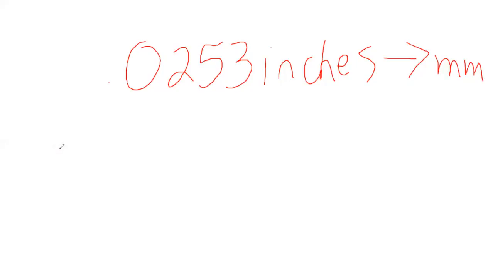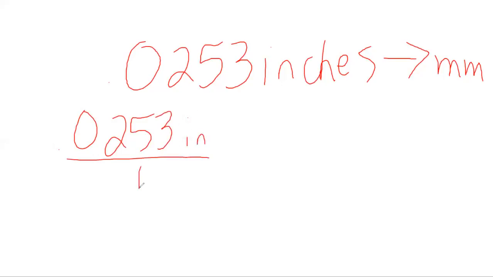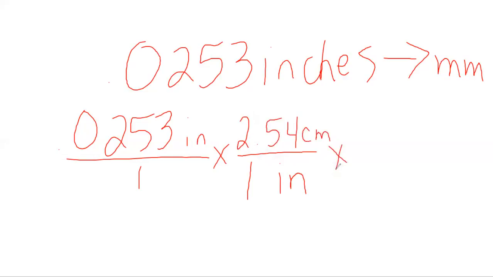So we start our problem with 0.0253 inches over 1. I think I'm going to run out of room. Times, our inches need to be on the bottom here, and there are 2.54 centimeters in every inch. So 2.54 centimeters. Now we have to convert this to millimeters. So we have to know how many millimeters there are in a centimeter. Well, remember that line I drew on the board? Pretend that's centimeter.